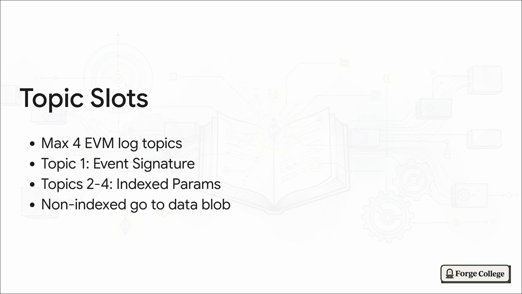Any parameter that you don't specifically label as indexed just gets tossed into the unindexed data blob, which, hey, is much cheaper on gas, but it absolutely cannot be quickly filtered or searched by off-chain tools.